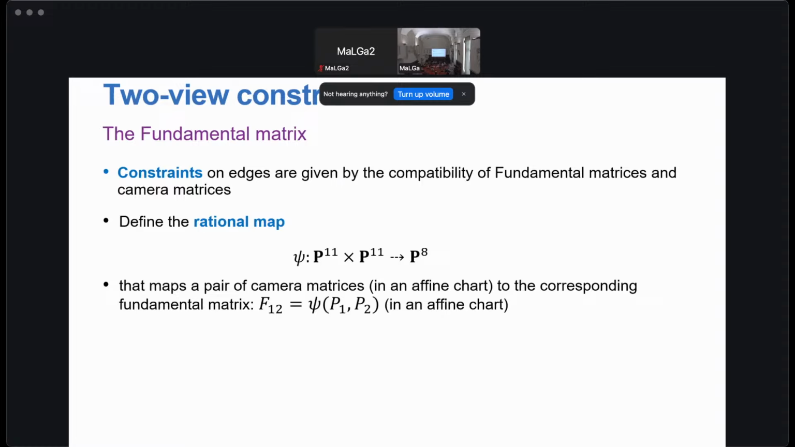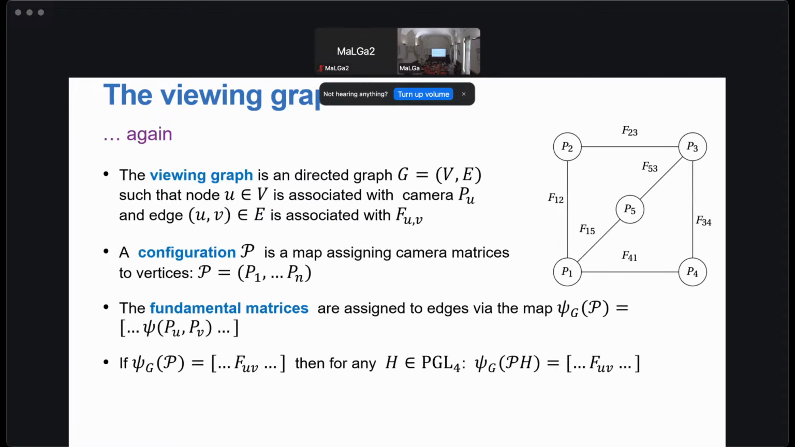So we start from this map C, which given two cameras produces a fundamental matrix, and this is the map that produces the constraints on the edges. In the distance rigidity case, this would be a map that takes the coordinates of the two nodes and produces the distance. In our case, it takes two cameras and produces a fundamental matrix. So this is the setup.